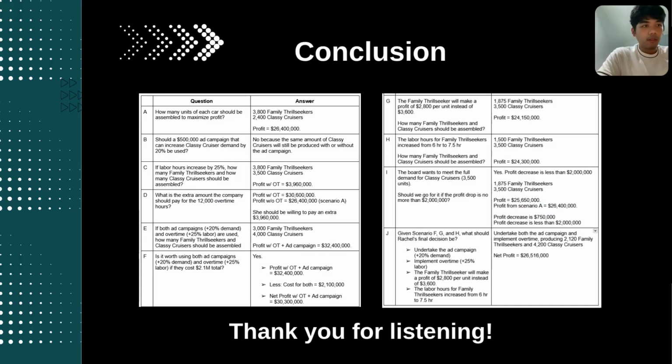In conclusion, the case utilized linear programming along with the Solver function in Excel, and as mentioned, Rachel should make the final decision to undertake both the ad campaign and implement overtime, which produces 2,120 Family Thrill Seekers and 4,200 Classic Cruisers, resulting in an after-cost net profit of $26,516,000.